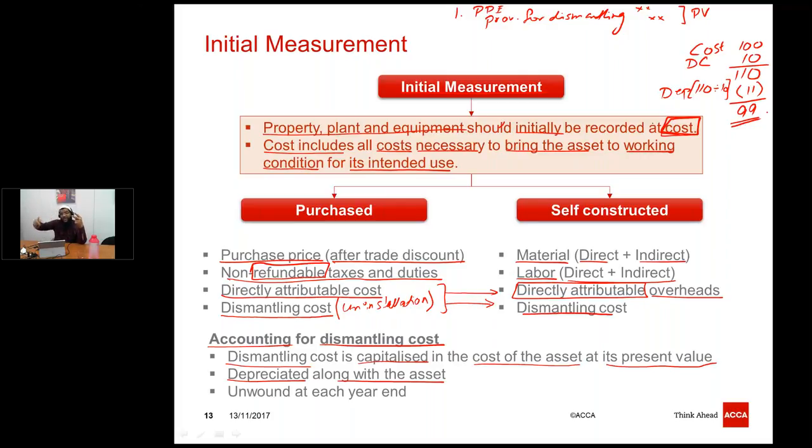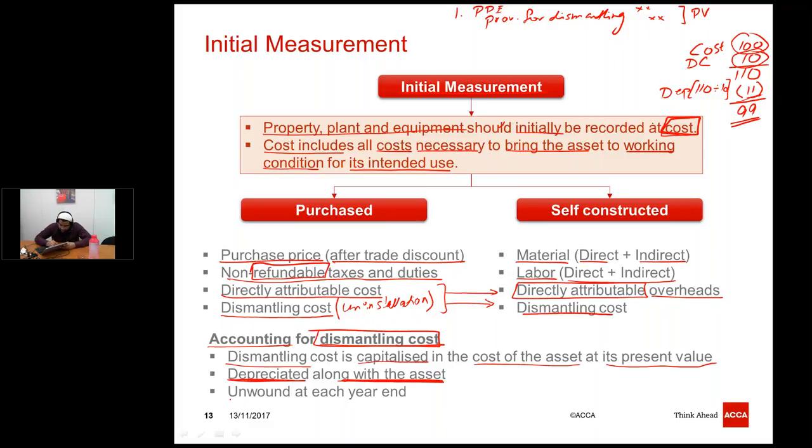So the first step is to capitalize it, turning 100 into 110. The second step is to depreciate 110, due to which the cost is depreciating and the dismantling cost is also depreciating. Both are depreciating. So the 11 includes 10 depreciation of the cost and 1 for the dismantling cost. So the total depreciation is 11. So we are also depreciating the dismantling cost along with the asset over the 10 years life.